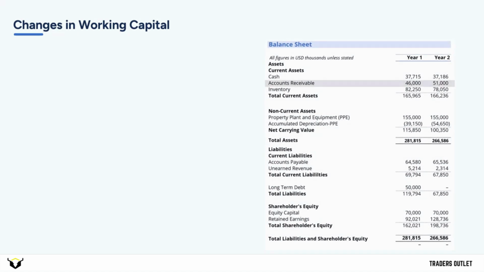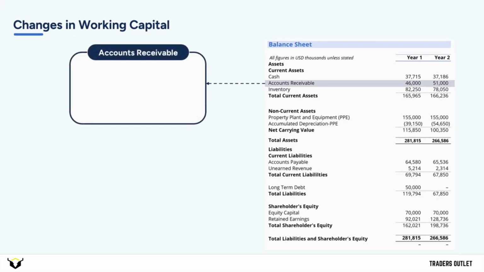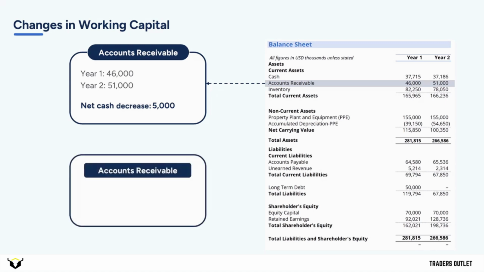So we're going to start with accounts receivable. In year one, this company had $46,000 in accounts receivable. In year two, the accounts receivable increased to $51,000. As a result, the company has $5,000 less cash. In contrast, if we saw accounts receivable go down, the business would have received more cash. So, in summary, when accounts receivable goes up, cash is going down, and we're going to express that as a negative number. Conversely, when accounts receivable goes down, cash is going up, and so we're going to express that as a positive number.